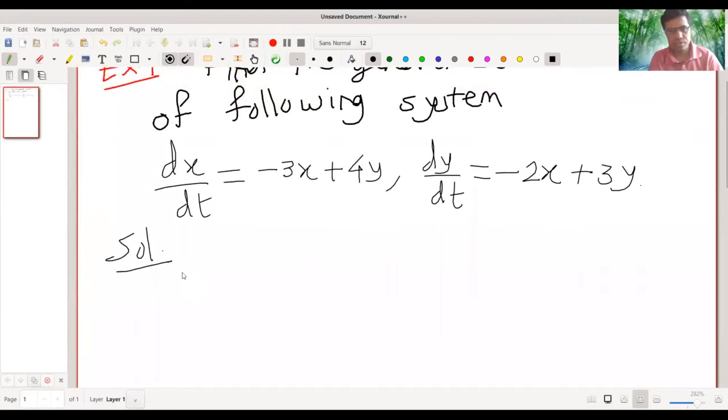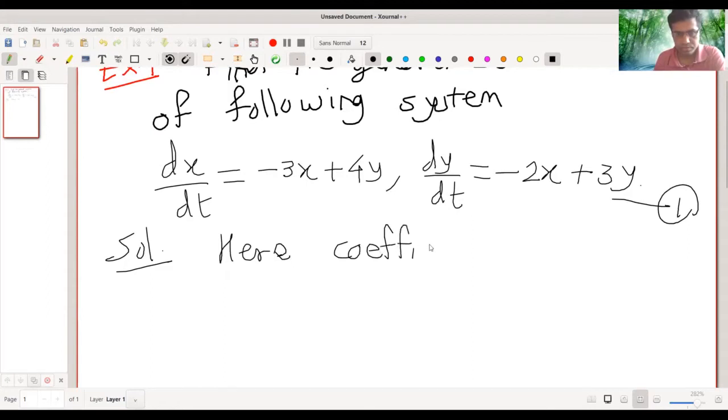So we can see that this is a linear system of differential equations. We call this system 1. Here the coefficient matrix has first row minus 3, 4, and second row minus 2, 3.